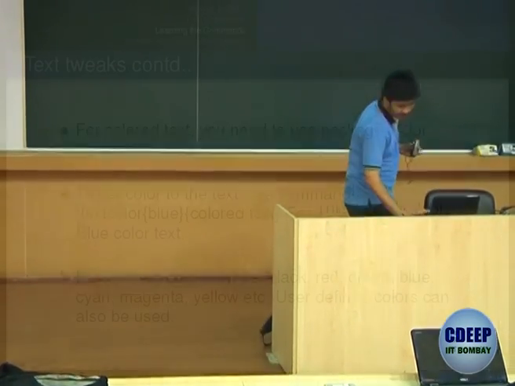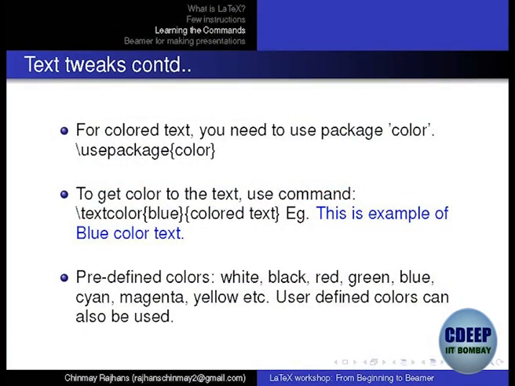Right? Some more text tweaks, colors. To get color, the command is \textcolor followed by the color name followed by the text which you want to make colored. Okay. An alternate option is \color in curly brackets, give the color, and outside the curly brackets put the text. It will make that text that particular color. Default colors are defined by default. Whatever is written here, they are the default colors.